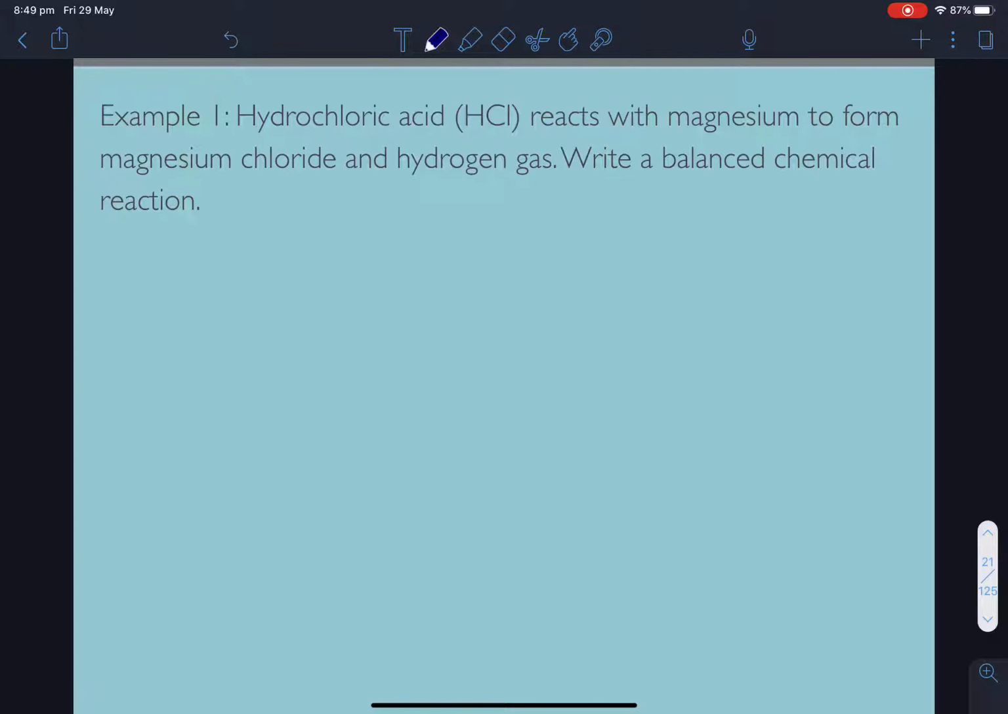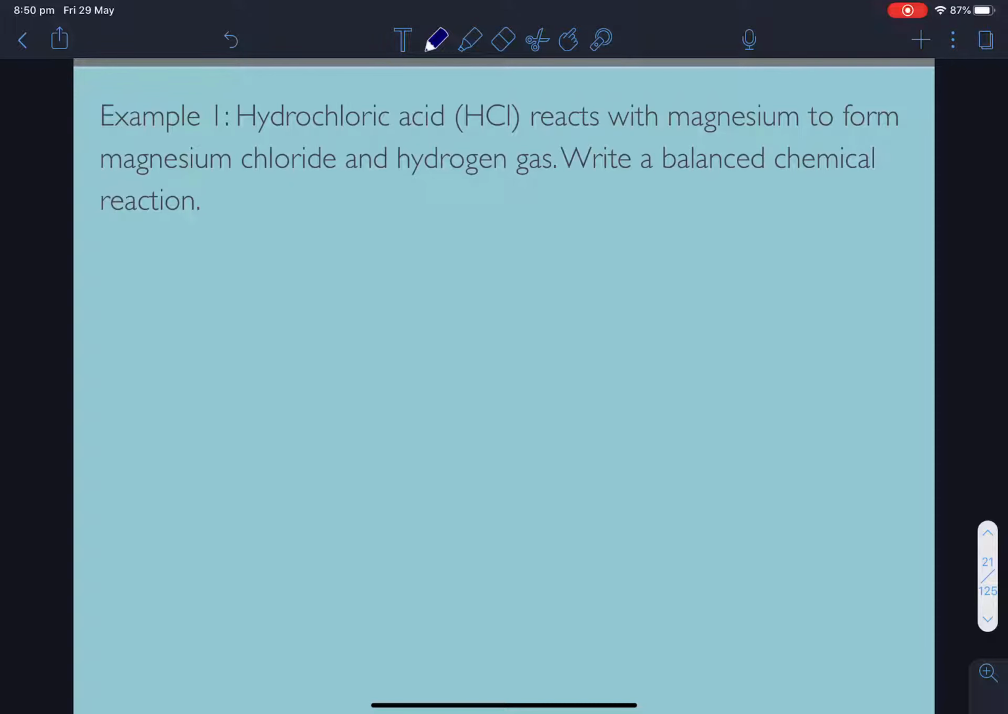Example number 1: hydrochloric acid, and because you don't know the formula for that yet, I put it here, HCl, reacts with magnesium to form magnesium chloride and hydrogen gas. Write a balanced chemical equation. First thing that we need to do is write a chemical equation, okay? So we need to identify the formula for all these species. What's the reactants? What's the products?